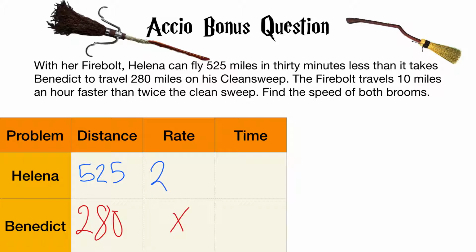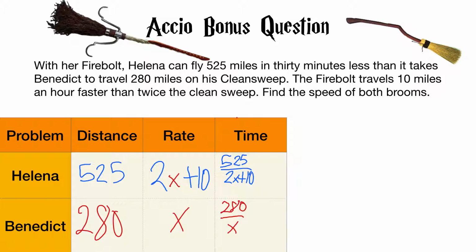Let's rewrite that. 2, that's 10 miles an hour faster than 2 times the Clean Sweep, which is not a very fast broom. All right, so if I wrote that, I would say 525 over 2x plus 10. And I would say Benedict was 280 over x. But there's a problem. We have to deal with the fact that it's 30 minutes less for Helena.